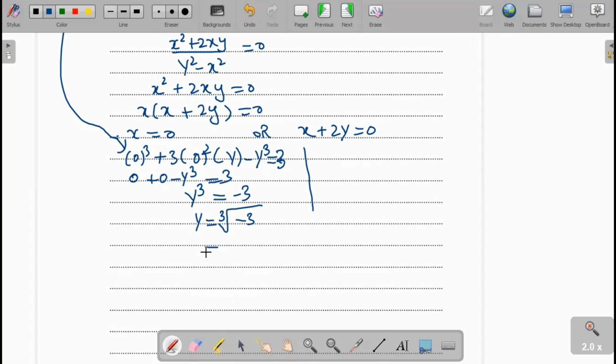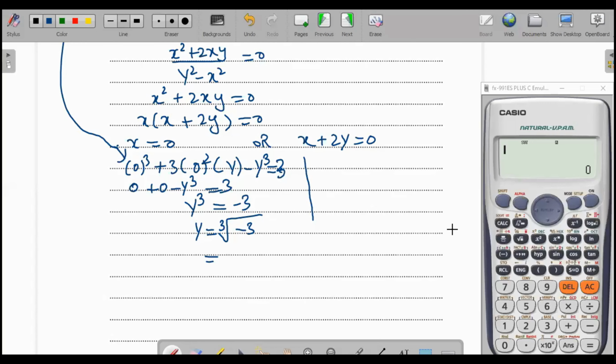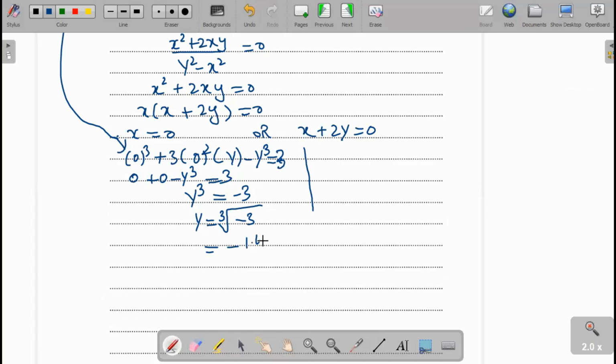Now the value of y equals the cube root of minus 2. We calculate it, and that is equal to minus 1.442.